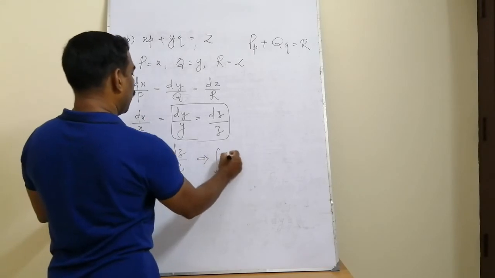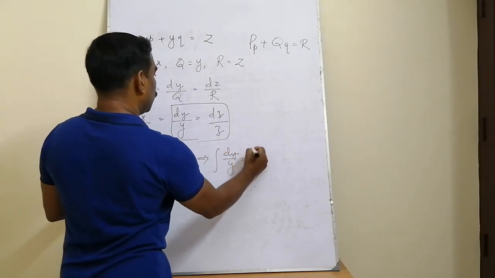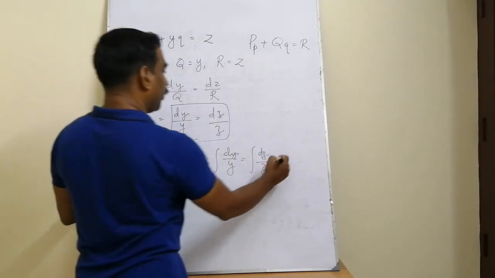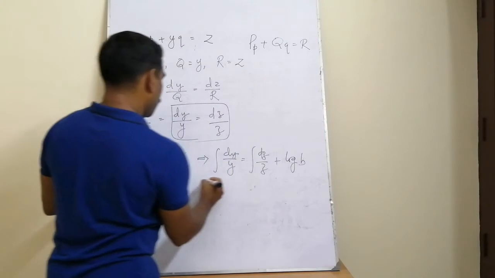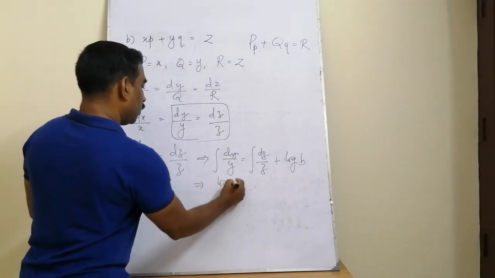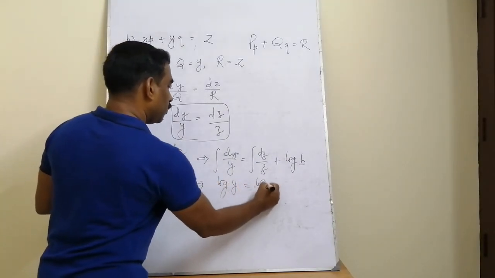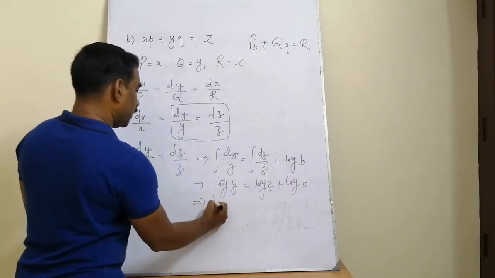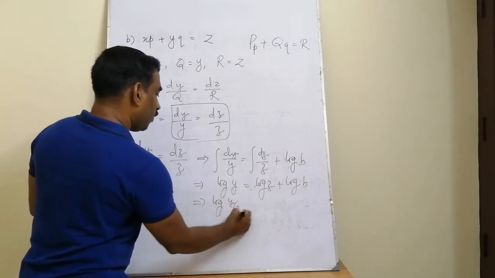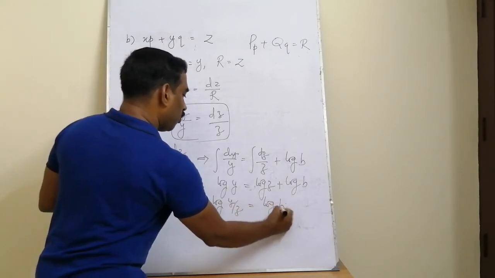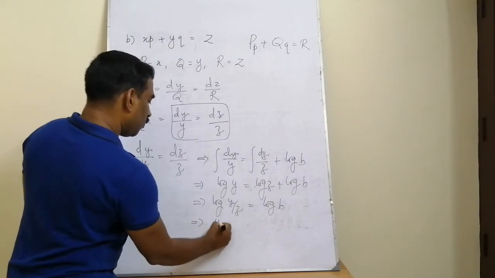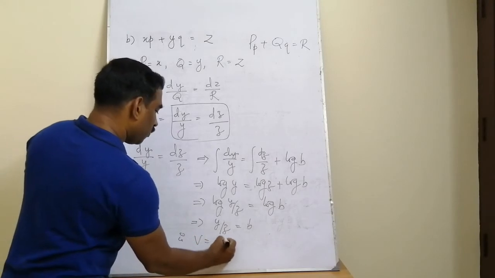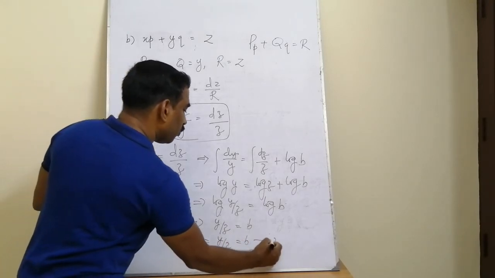Integrating, integral dy/y = integral dz/z, and we can assign a constant in logarithmic format, that is log b. So this implies log y = log z + log b, or log of y/z = log b. Taking exponential power, y/z = b, that is our v = y/z equal to a constant, equation number 2.